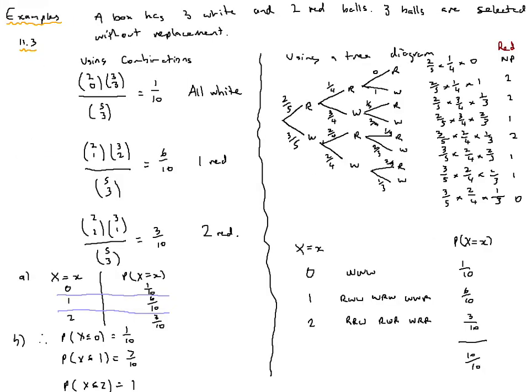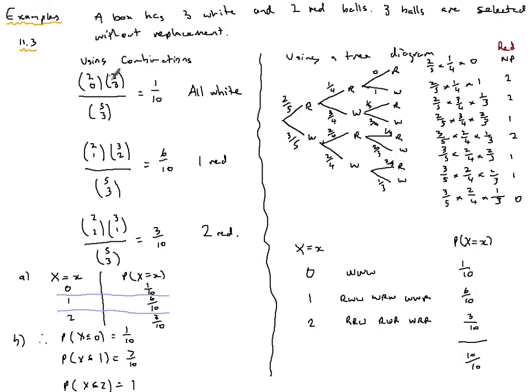Here's a case that does have some context. We've got a box with 3 white and 2 red balls in it. 3 balls are selected without replacement, so we take the balls out and we don't put them back in. Now we can do this 2 ways. We can either draw a tree diagram, which is a little bit more complicated, but is easier to understand, or we can use our combinations from last year, which is simple to calculate, but is a little bit more difficult to understand. So let's do this first, because computationally this is easier.